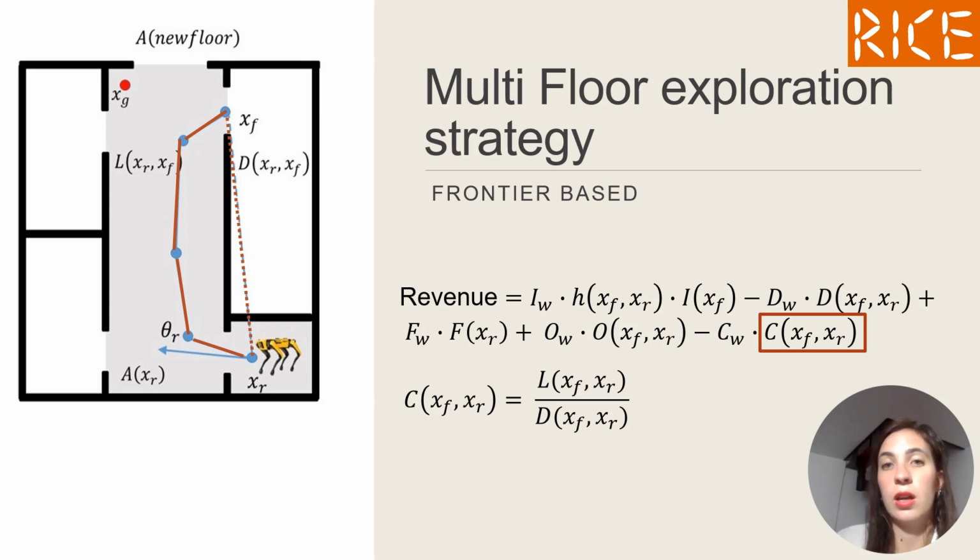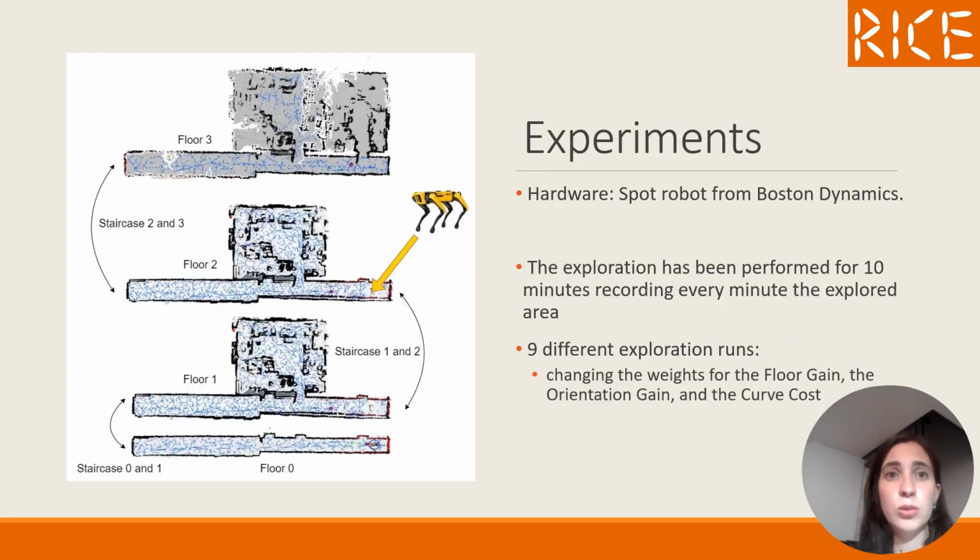Notice that if the Euclidean distance and the length of the path are the same, then the cost will be 1, that is the minimum value. In order to evaluate our algorithm, we use the Spot robot from Boston Dynamics, a robot able to climb stairs and obstacles with great mobility.